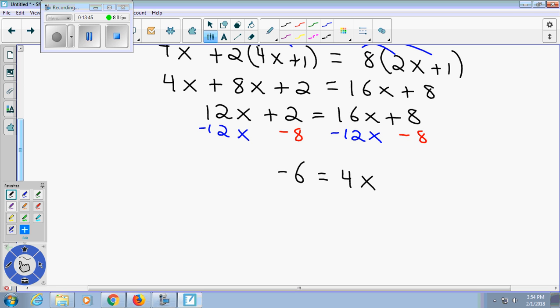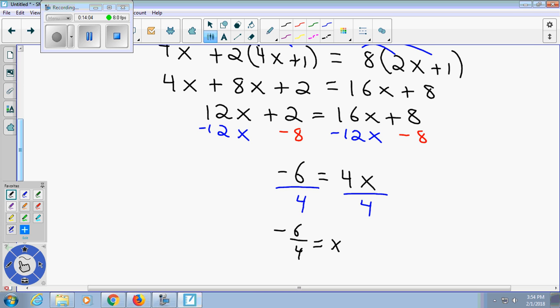This is it. You can either think of a number that works, or I think what I'll do is just divide both sides by 4. And I'm there. That's negative 6 over 4 is equal to x.